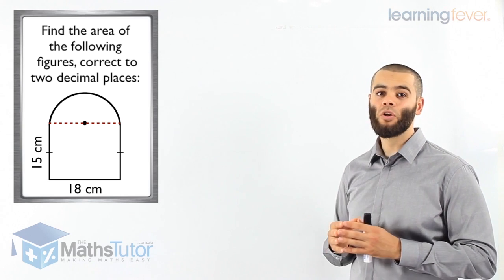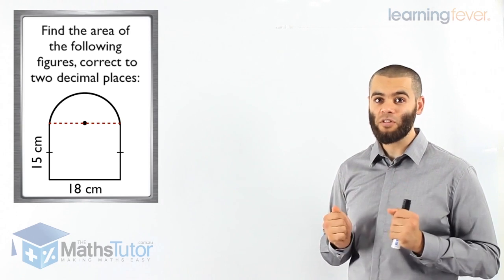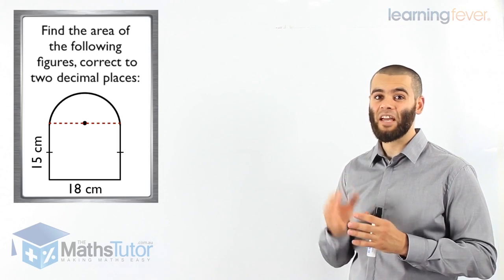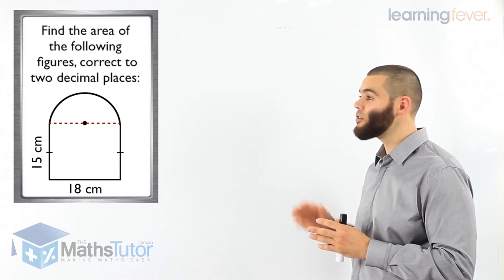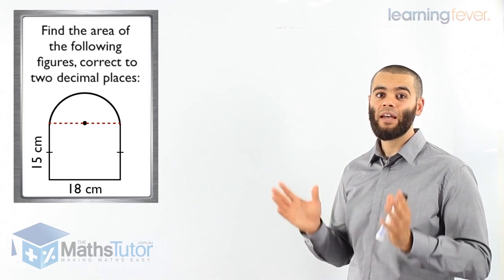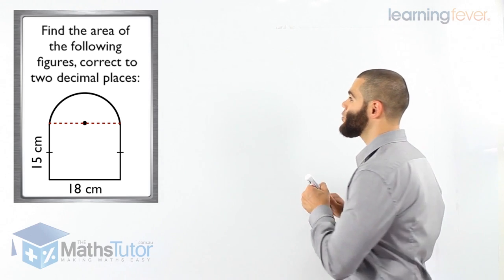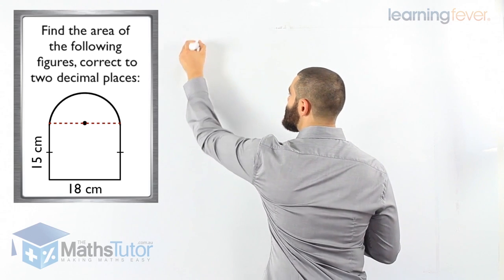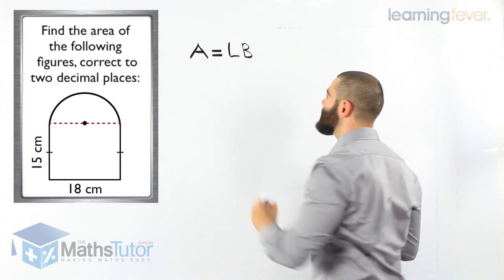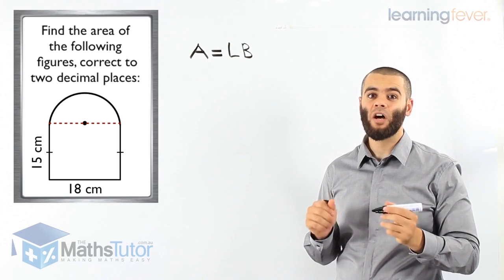Let's start by working out the area of the rectangle. It's always good to split up the figure into 2 shapes, sometimes even more than 2, but in this case 2 shapes, the rectangle and the semicircle. We work them out separately and at the end add them together. The area of the rectangle, we know that A equals LB. The formula is L times B, length times breadth.